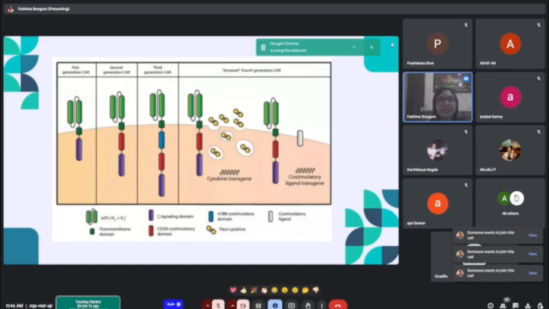We can see the first generation, which does not have a co-stimulatory domain. Second generation, which has a co-stimulatory domain. Third generation, which has multiple co-stimulatory domains. And the fourth generation, which is the important one, the TRUCK, which is known as armored cytokine actually, because it has a cytokine transgene that helps to enhance its tumor reducing activity, tumor killing activity, tumor destructing activity.